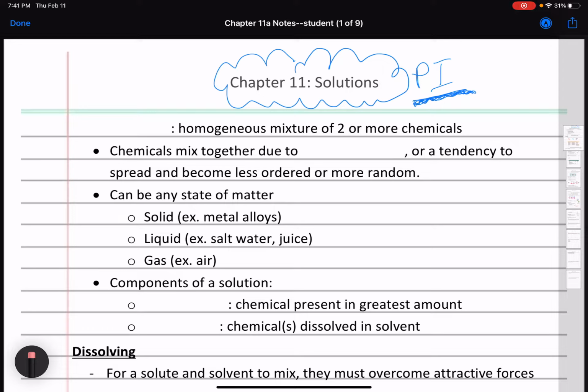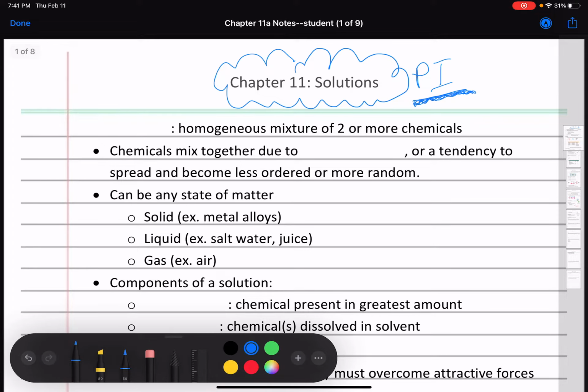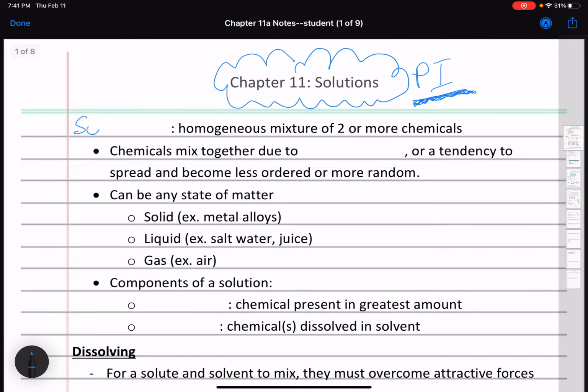So, starting with a little review, what are solutions? A solution is a homogeneous mixture, meaning that everything is evenly dispersed throughout the mixture, and it can be two or more chemicals. We generally are going to be dealing with solutions of two things, one solute, one solvent, but technically solutions can have many solutes.